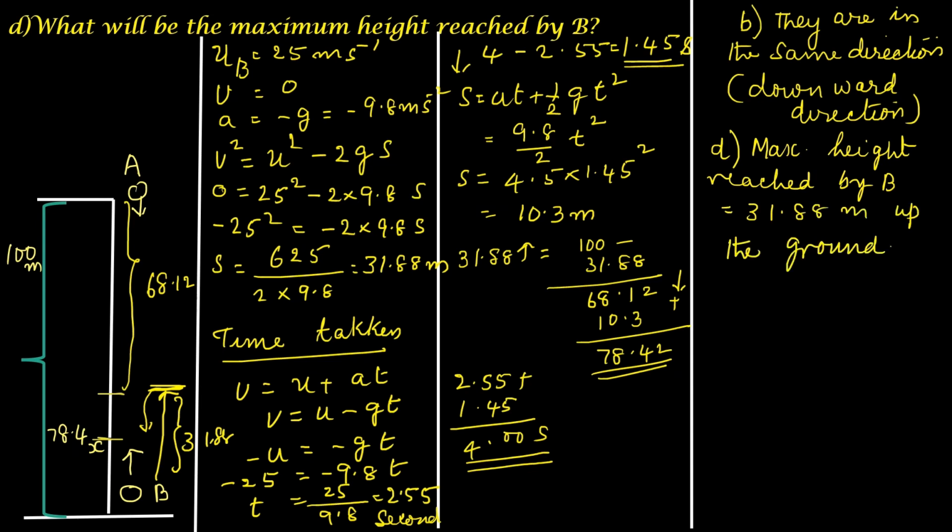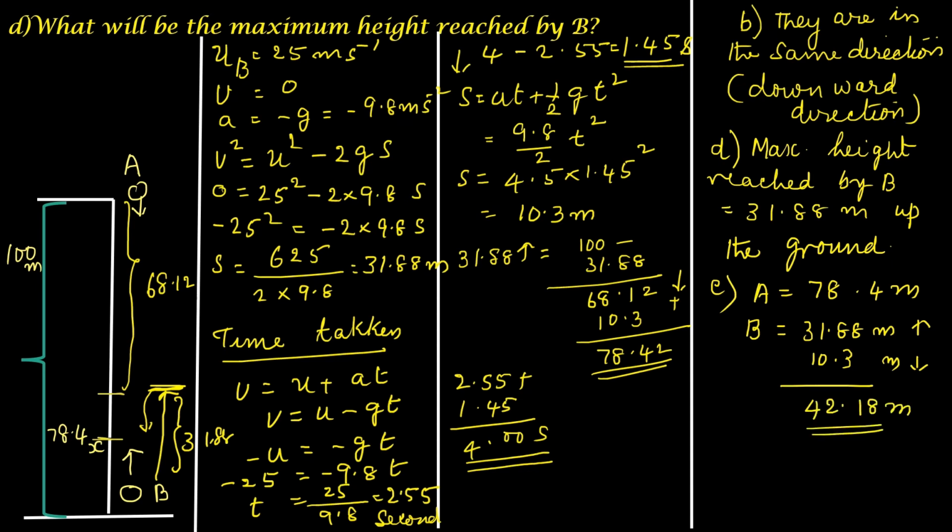Now section E. What is the total distance traveled by A and B when they meet? A has traveled 78.4 meter down the tower and B has traveled 31.88 meter up the tower and 10.3 meter down the tower. The total is equal to 42.18 meter. We have to find the answer for section C and F.